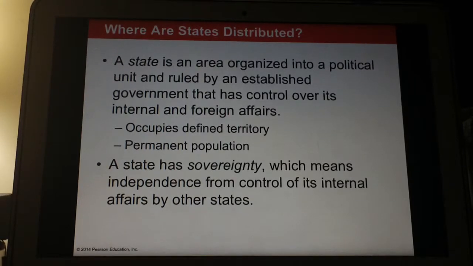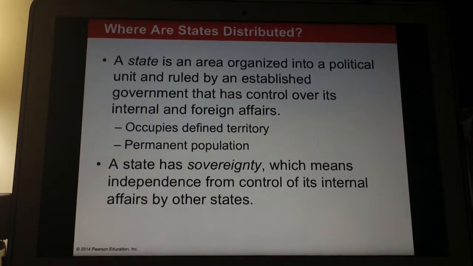A state has sovereignty, which means independence from control of its internal affairs by other states. And because the United States has federalism, states have sovereignty to some extent, but they don't have complete sovereignty. There are things that the federal government decides, and then there are things that the state governments decide.